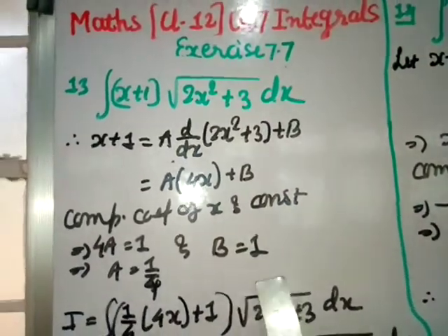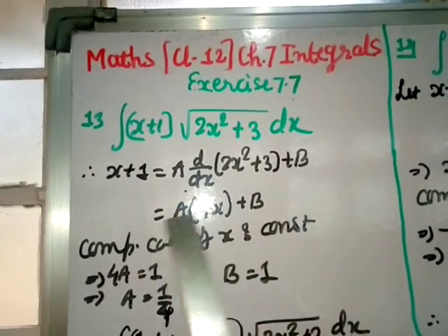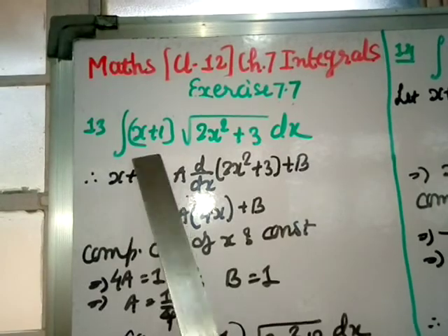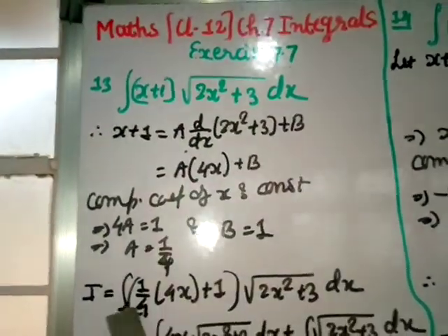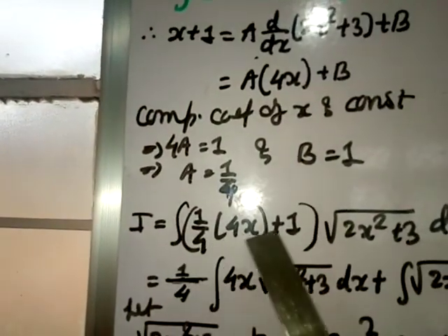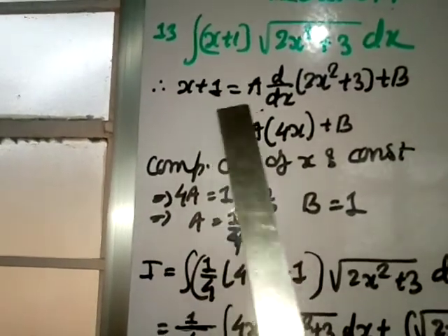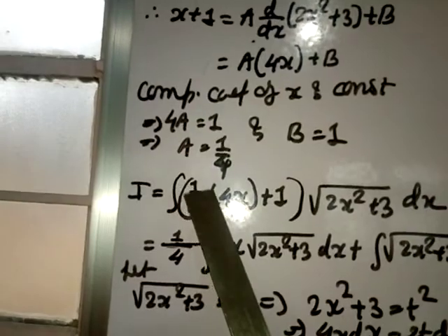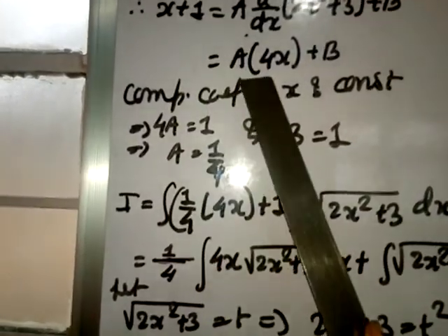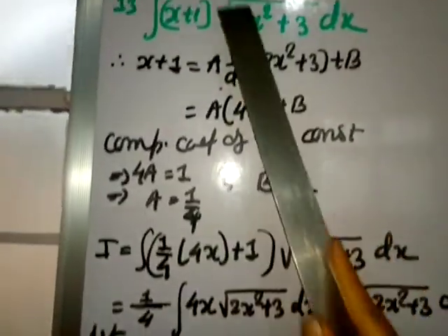So b is equal to 1. Now I'll put this value instead of 4x plus 1. So I have I equal to integral of 1 by 4 times (4x plus 1), okay. I am putting the values of a and b, that is a is 1 by 4, and for this 4x plus b, b is 1, and the square root term as it is.